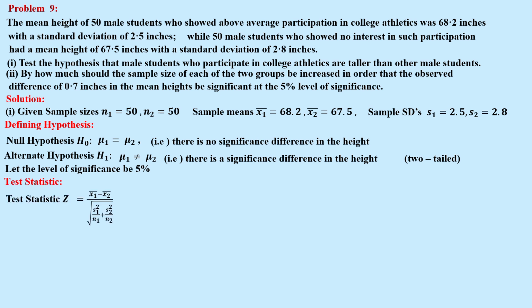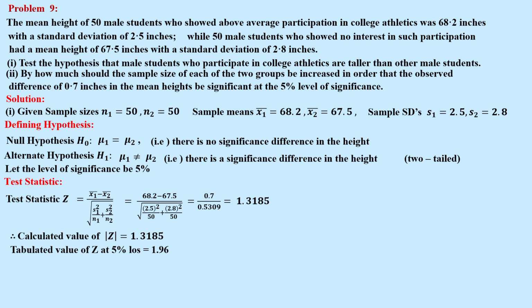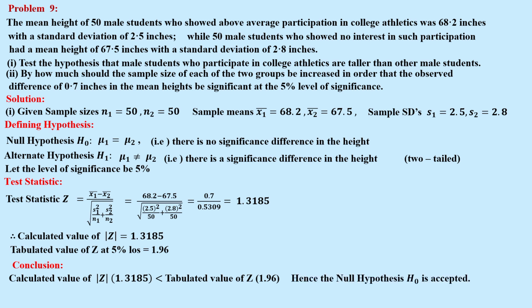Test statistic z is equal to x1 bar minus x2 bar by root of s1 square by n1 plus s2 square by n2. Substituting these values, 68.2 minus 67.5 by root of 2.5 square by 50 plus 2.8 square by 50, we get 1.3185. The calculated value of z is 1.3185, but the tabulated value at 5% level is 1.96. The calculated value 1.3185 is less than the tabulated value 1.96. Therefore H0 is accepted. That means there is no significant difference in the heights. That is the conclusion.